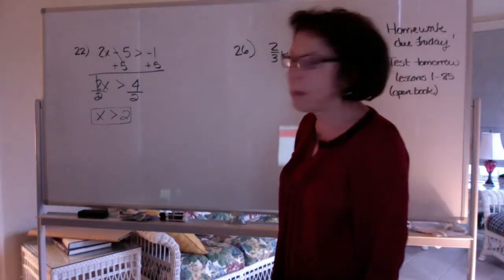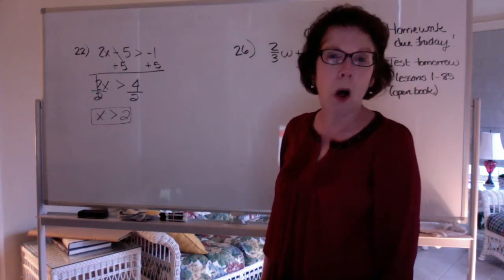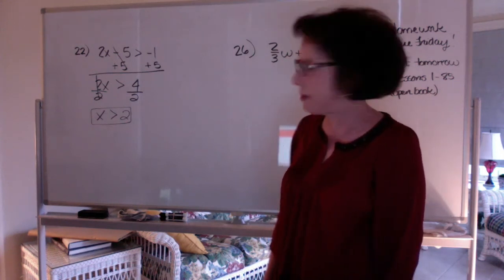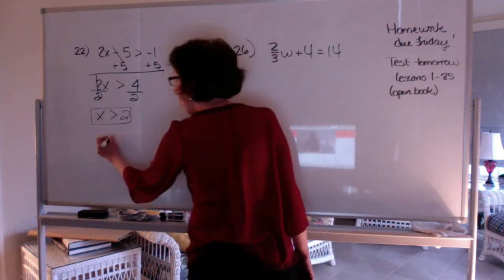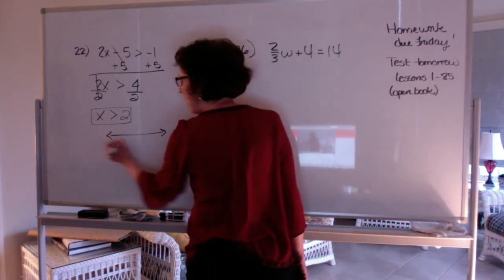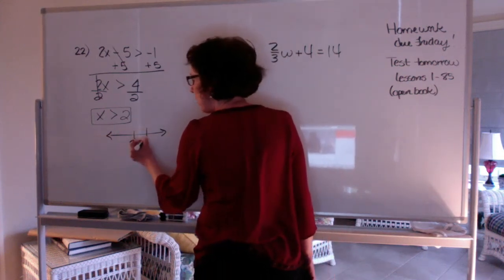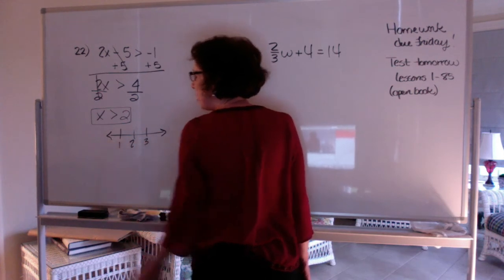And then, please show all this work, you're going to show all these steps, 2 steps now. And then with an inequality, they're going to ask us to graph it. So we're going to put 2 in the middle, 3 to the right, 1 to the left.